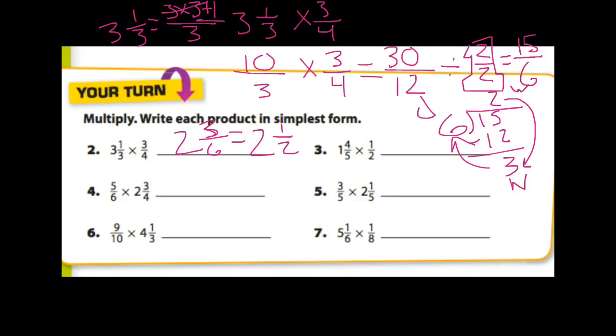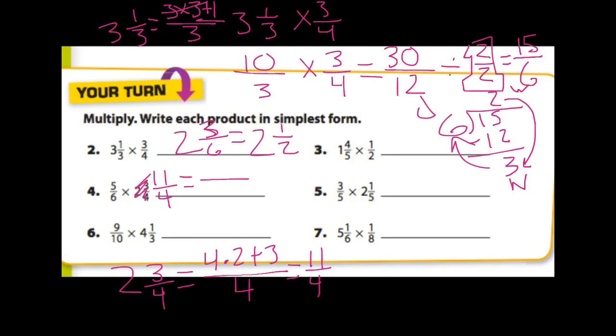Next one, 5/6 times 2 3/4. I'm going to put 2 3/4 down here at the bottom. I need to change that from a mixed number to an improper number. So 4 times 2 is 8. Put here 4 times 2 plus 3. 4 times 2 is 8. 8 plus 3 is 11. And I keep 11 over the same denominator. So I'm going to change 2 3/4 to 11 over 4. I can't simplify anything, so I'm just going to go ahead and multiply.